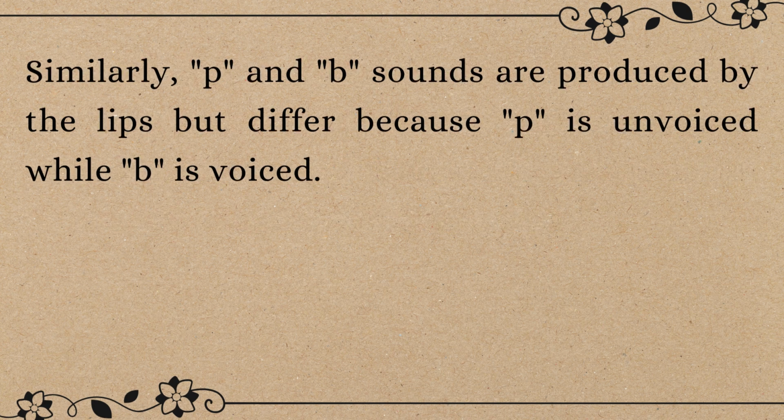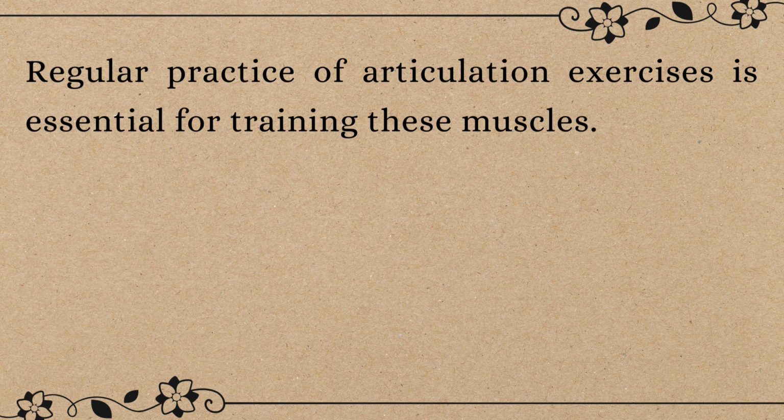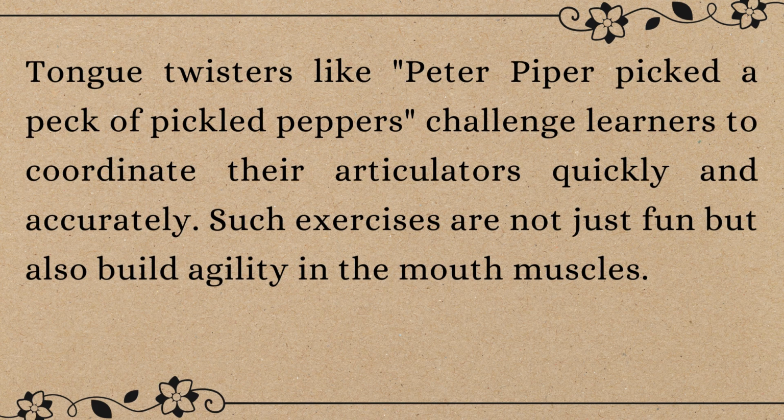Similarly, P and B sounds are produced by the lips, but differ because P is unvoiced while B is voiced. Regular practice of articulation exercises is essential for training these muscles. Tongue twisters like "Peter Piper picked a peck of pickled peppers" challenge learners to coordinate their articulators quickly and accurately. Such exercises are not just fun, but also build agility in the mouth muscles.